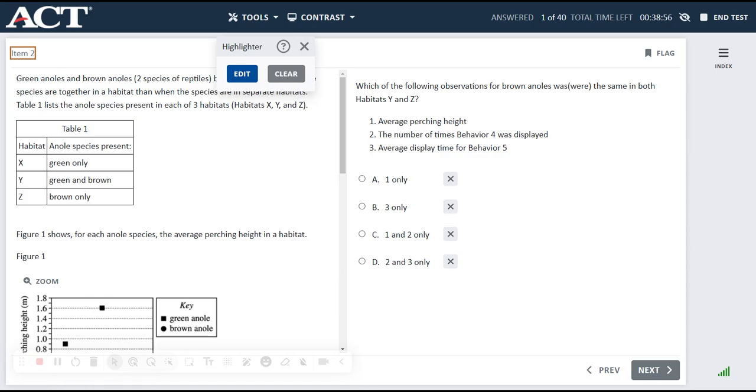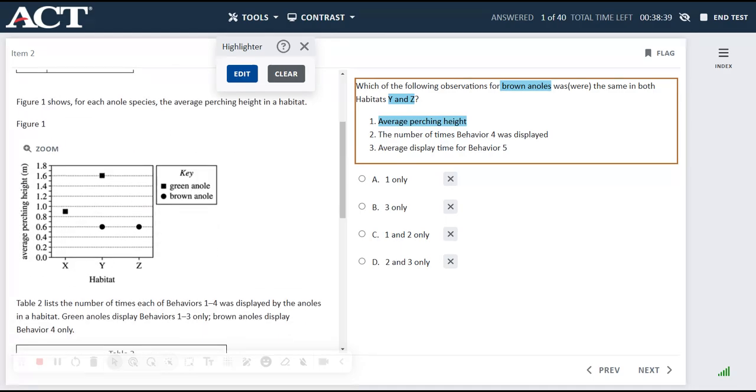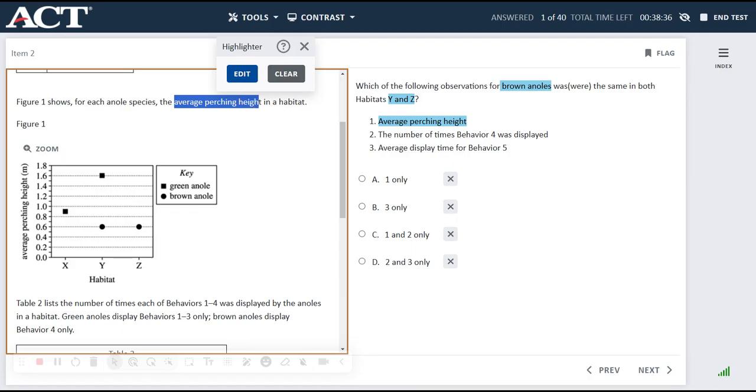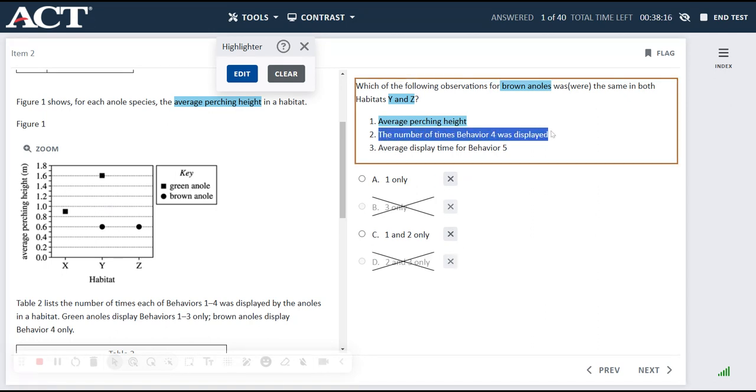Item number 2. Which of the following observations for brown anoles was or were the same for both habitats Y and Z? So we're just going to go through each one of these. Average perching height is found here in figure 1. We're looking for brown, which is the circle. So average perching height is the same in Y and Z. So we know that 1 is correct, so we can eliminate B and D because they don't have 1 in it.